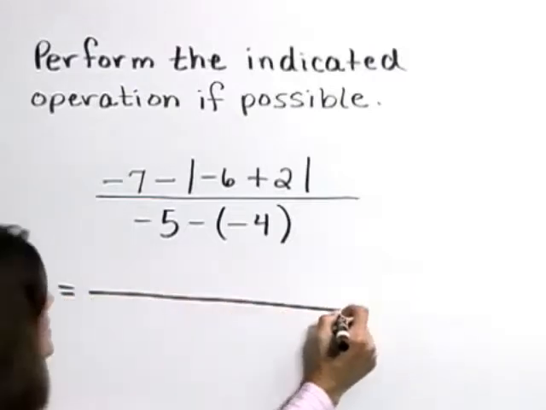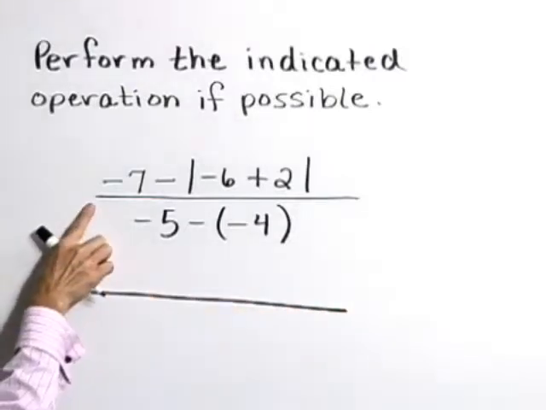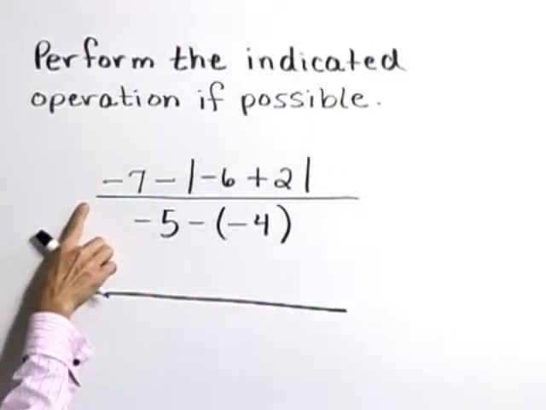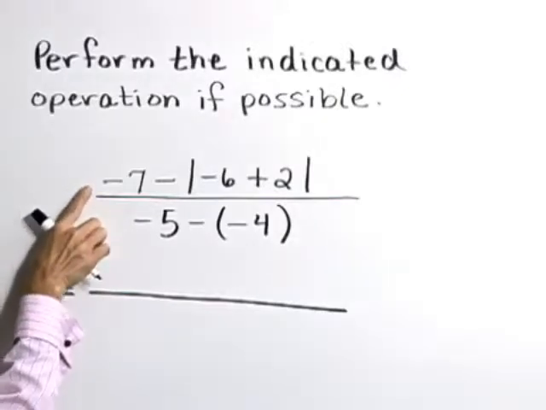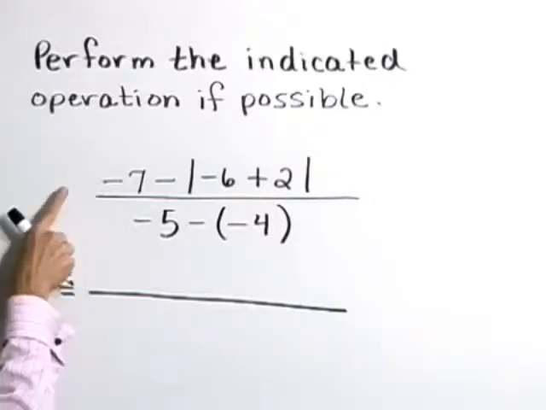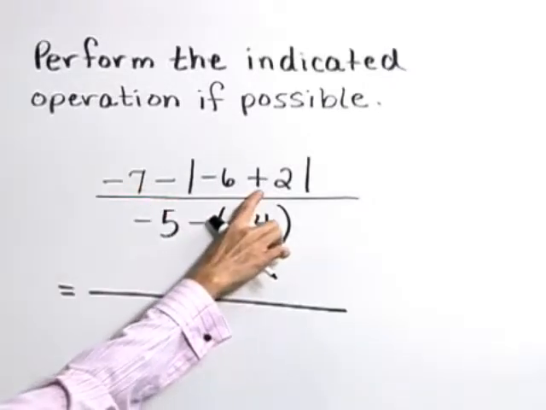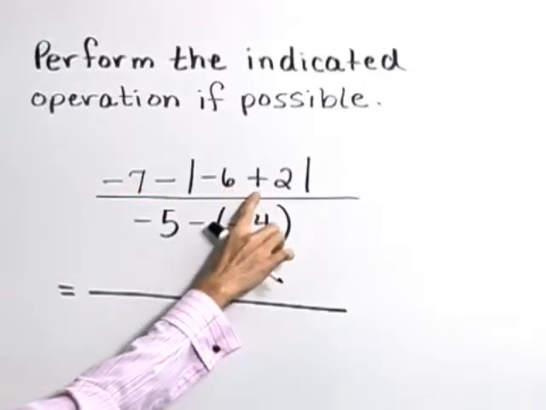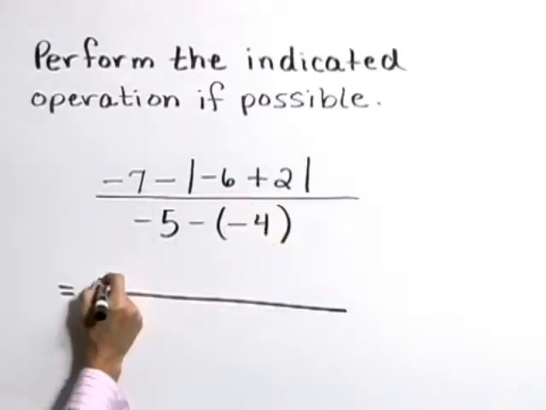As we look at this quotient, the bar is a grouping symbol in itself. So we're going to simplify the numerator and denominator separately and divide as the last step. In the numerator, let's start inside this absolute value bar with negative 6 plus 2.